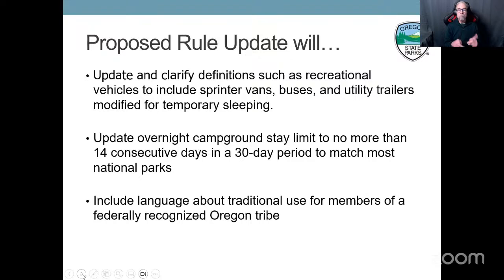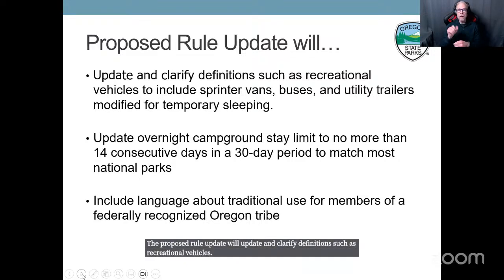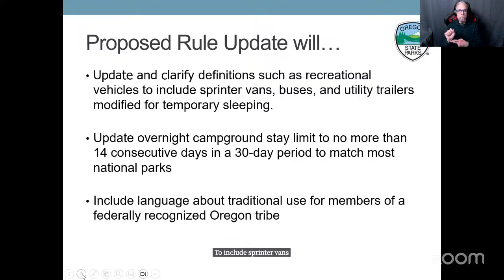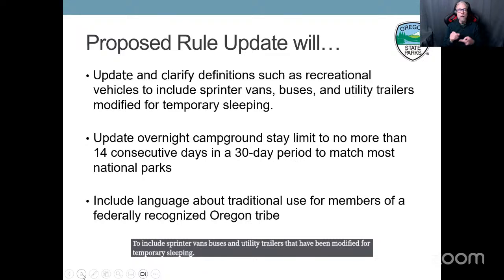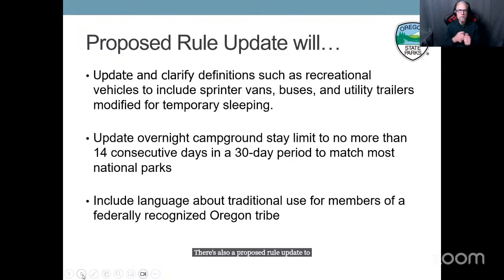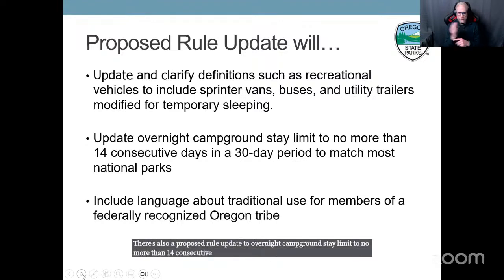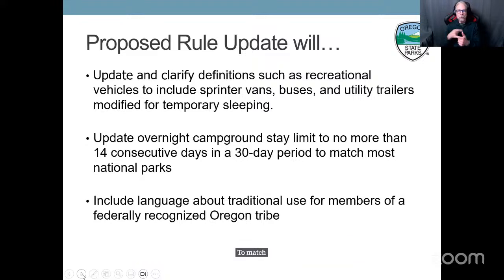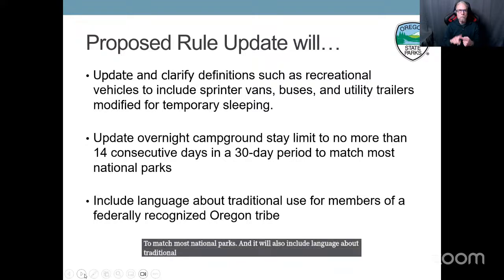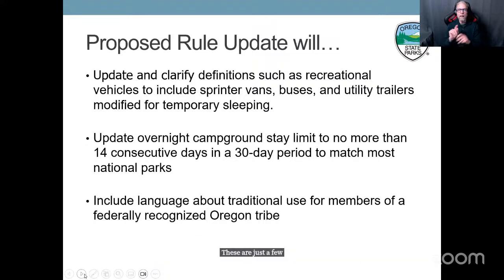The proposed rule update will update and clarify definitions such as recreational vehicles to include sprinter vans, buses, and utility trailers that have been modified for temporary sleeping. There's also a proposed rule update to the overnight campground stay limit to no more than 14 consecutive days in a 30-day period to match most national parks. And it will also include language about traditional use for members of a federally recognized Oregon tribe. These are just a few highlights of the proposed rule updates.